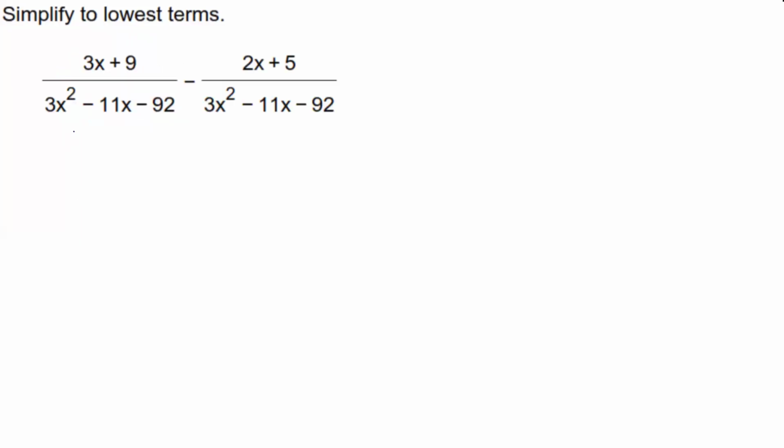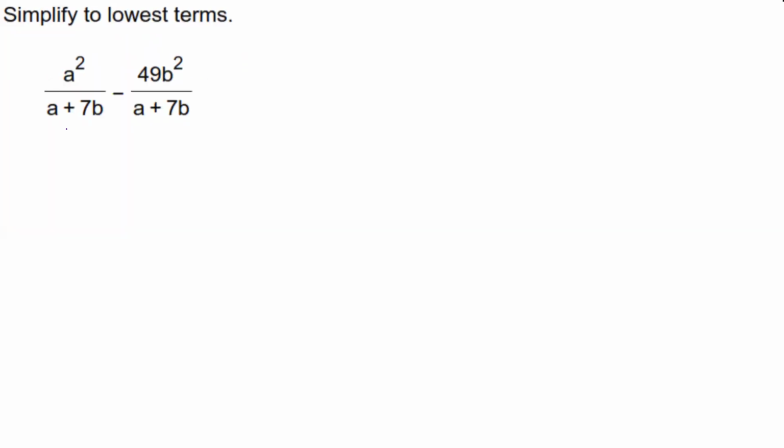All right, what do we have here? Well, looking at our denominators, we again have the same denominator, so we're just going to do the numerators only. So that's going to give us what? A squared minus 49b squared all over a plus 7b.